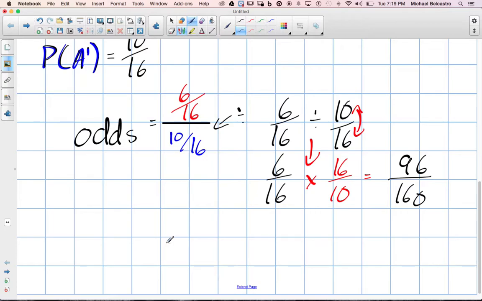Yeah, 4 will go in. So let's try 4. If I divide both by 4, the idea of odds is we're pretty much done. We're just reducing fractions now, right? So if I divide both by 4, this goes in 4 times, and this goes in 40 times.